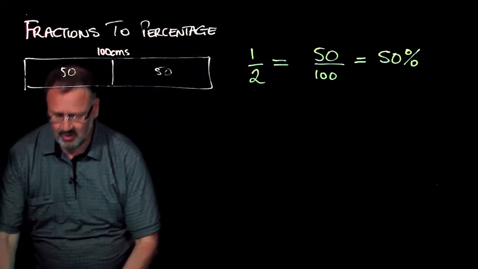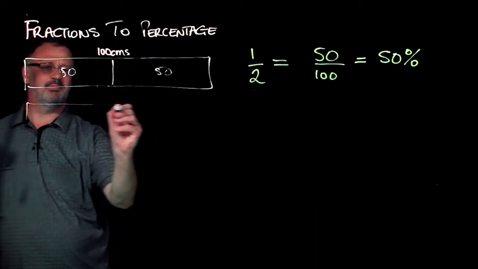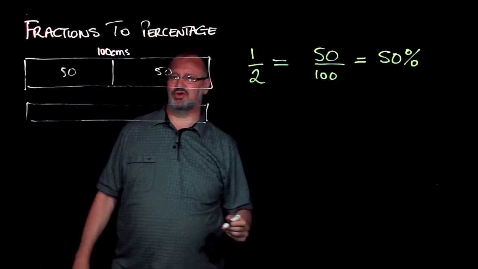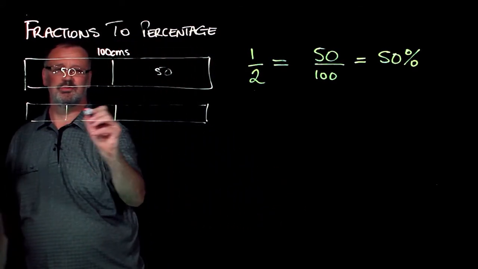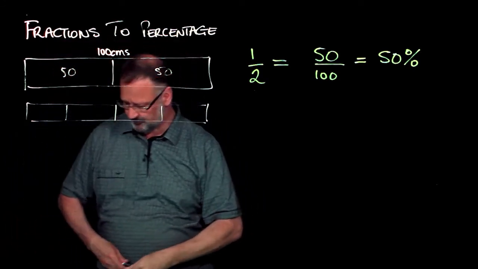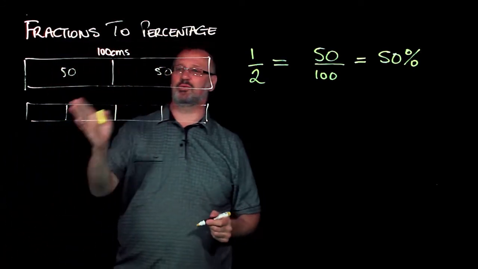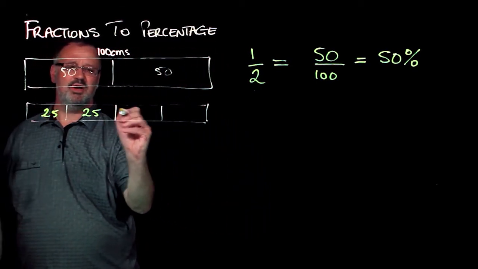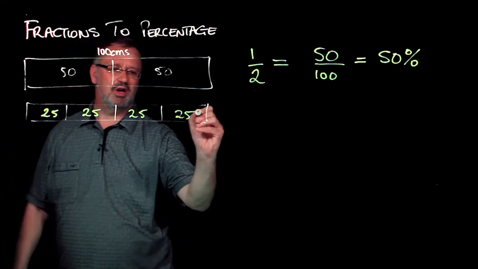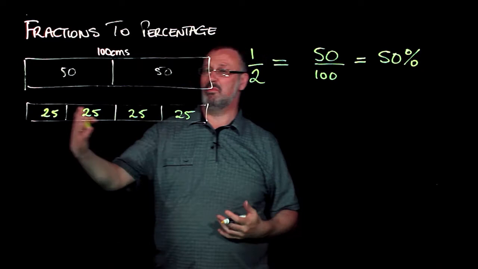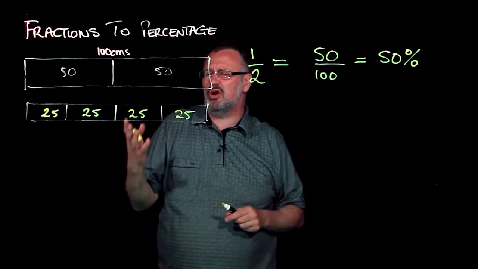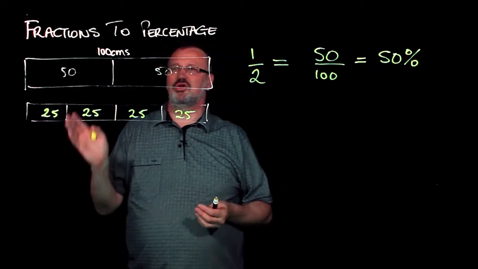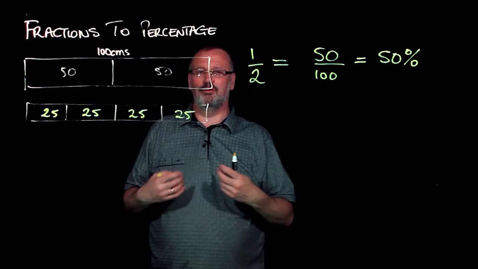Let's move on, and perhaps I'll take my same bar, and this time, rather than cut it into two, I'm going to cut it into four. Quite clearly, each of these are going to be these 50s cut into two, so there'll be 25 here, 25 there, 25 there, 25 there, because four lots of 25 makes up my 100. And perhaps if you cast your mind back, if you've ever visited America, cents, there are 100 in the dollar. So percent comes from that of 100.